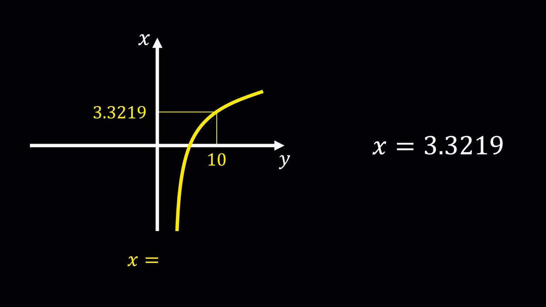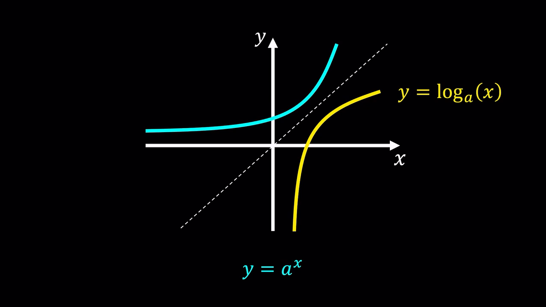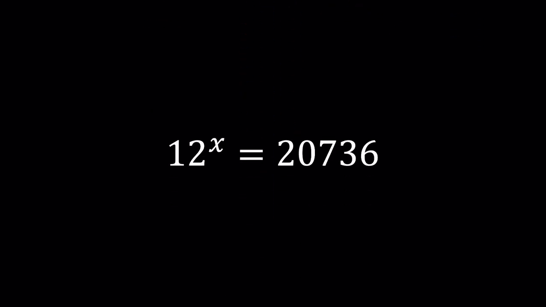So that is all a logarithm really is, the inverse of an exponential function. Its whole purpose is to let us find the input of an exponential function when all we know is the output. Now let us take a look at a couple of practical examples to recap.